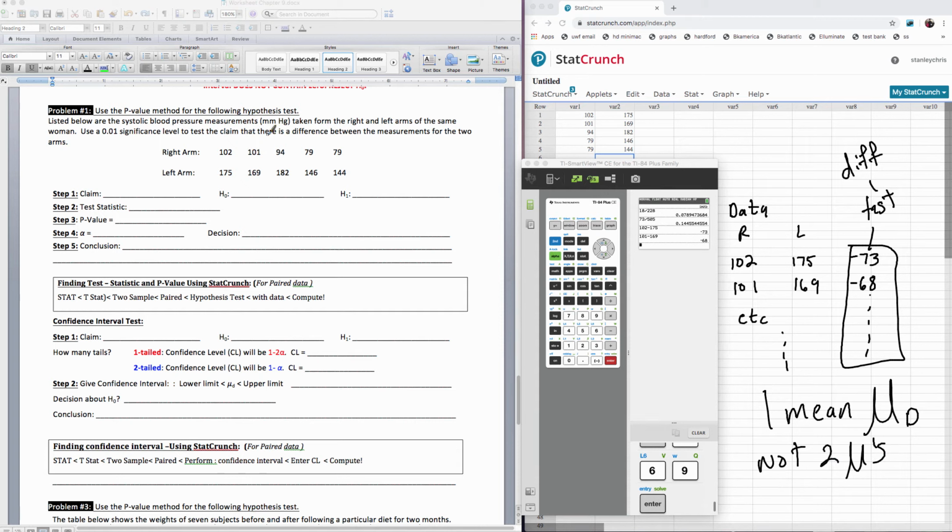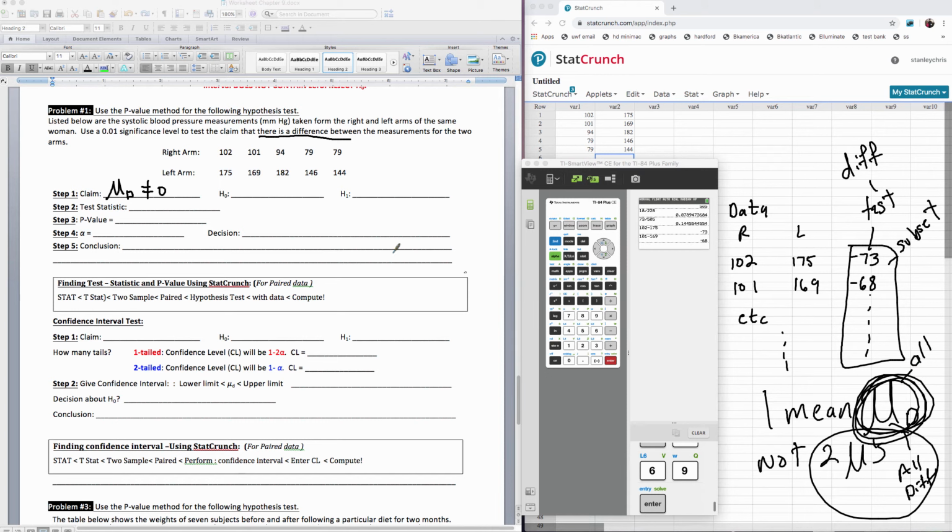So your null would be, it says, okay, was there a difference? So you'd say mu d. This means that there is a difference. Well, if there was a difference, mu d would not be equal to 0. Mu d is not these 5. Mu d is all differences. These 5 are just a subset, just a sample. This would be all of them, from all times that she would check. Okay, so remember, this is a not equal to. The not equal to will go in your alternative, and your null will be equal to.